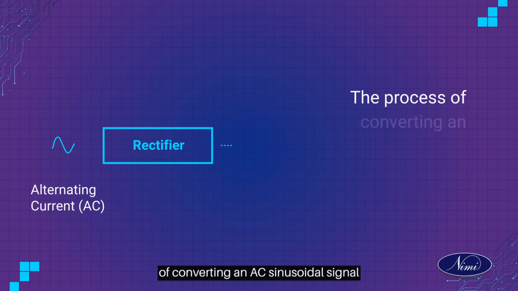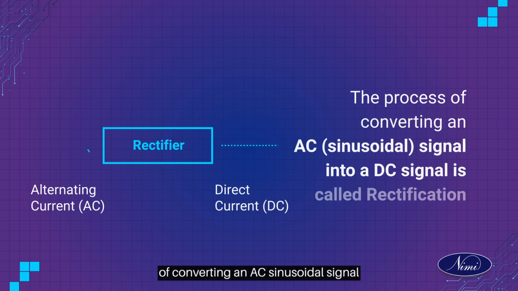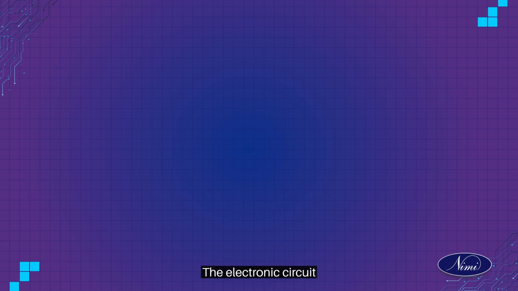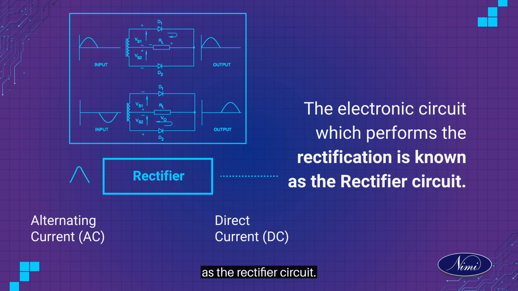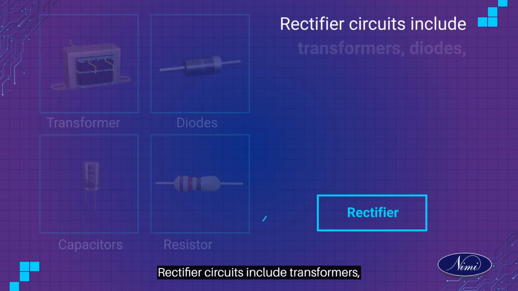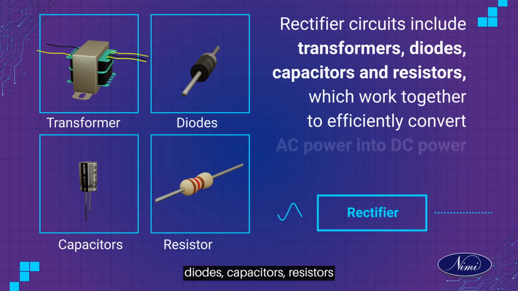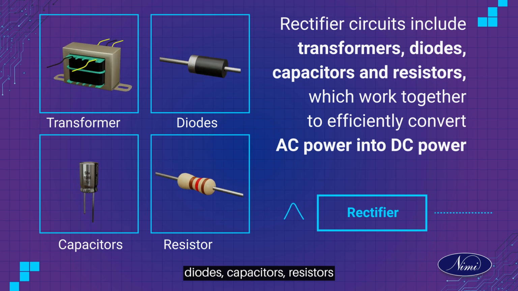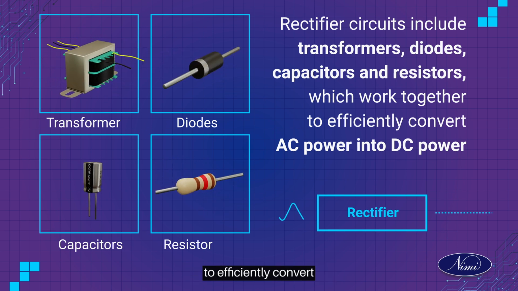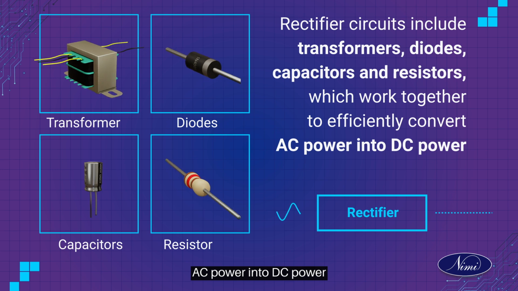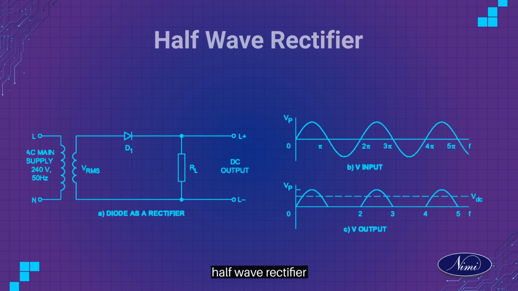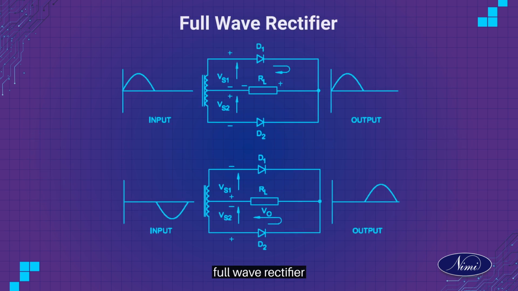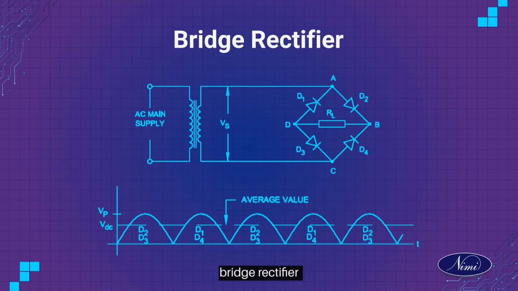The process of converting an AC sinusoidal signal into a DC signal is called rectification. The electronic circuit which performs the rectification is known as the rectifier circuit. Rectifier circuits include transformers, diodes, capacitors, resistors, which work together to efficiently convert AC power into DC power. Types of rectifier circuits: half-wave rectifier, full-wave rectifier, bridge rectifier.